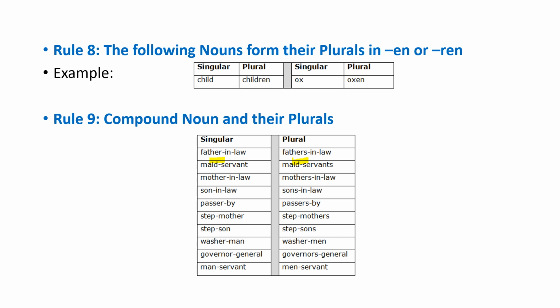Maid servant, maid servants, common noun. Mother-in-law, mothers-in-law. Son-in-law, sons-in-law. Passerby, passers-by. Stepmother, stepmothers. It cannot be stepmothers-in-law. Stepson, stepsons. Washerman, washermen. Men, you know, we change the number of man by changing the vowel inside the word. Governor general, governors general. Manservant, men servants. So kindly memorize it properly.